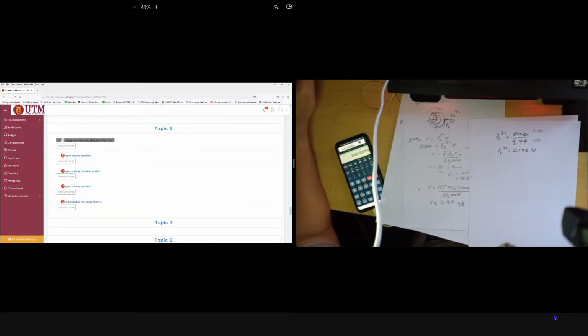Just checking the solution here. Actually the solution is already there, you can check the solution. Adik-adik, macam mana terus tu dia 2122 kilometer.